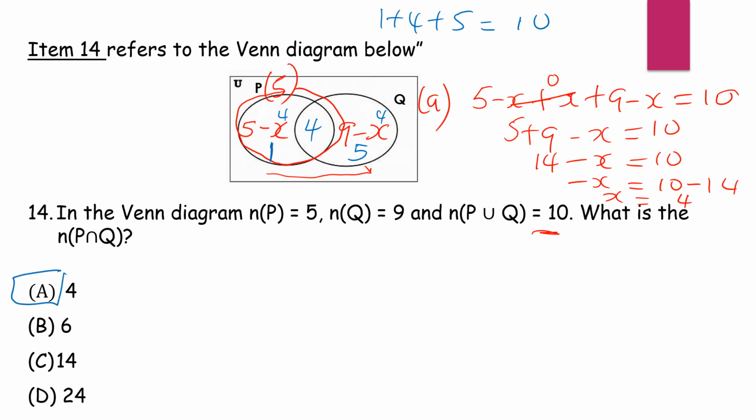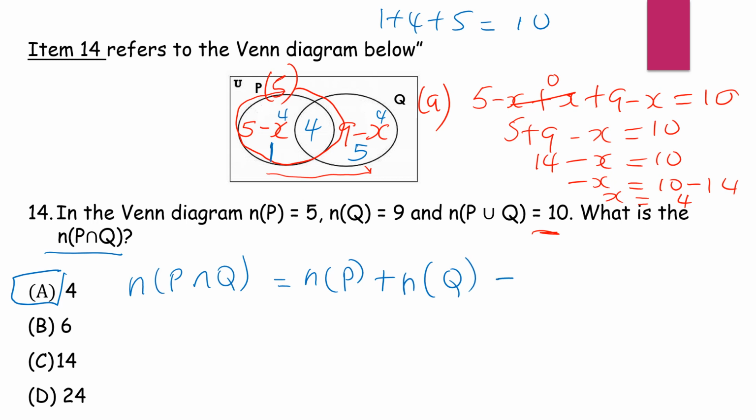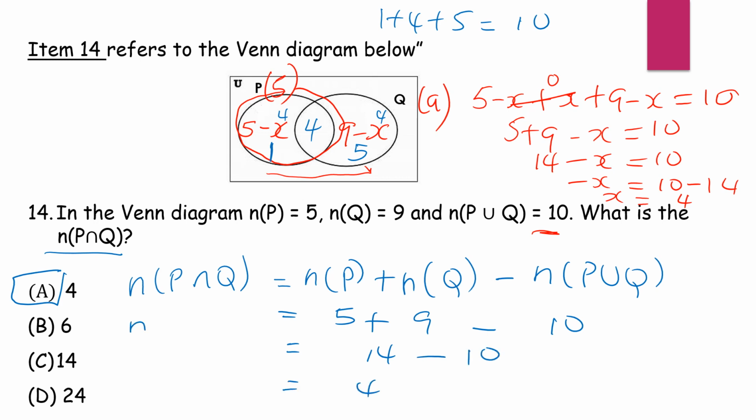Now there's a formula, and we're trying to find this. So n(P intersect Q) is equal to the number of elements in P plus the number of elements in Q minus n(P union Q). So we had 5 plus 9 minus 10. So that is 14 minus 10, which is equal to 4. That's n(P intersect Q). I'm just going to write it out.